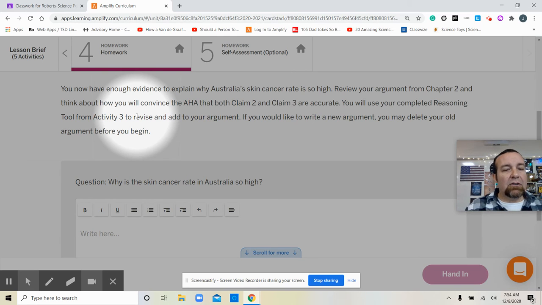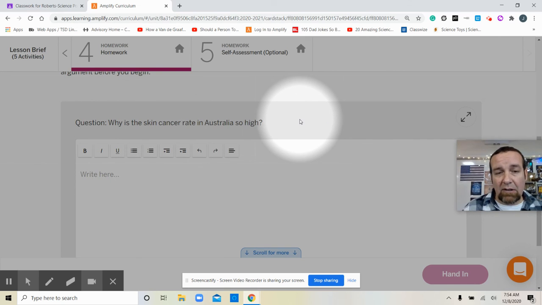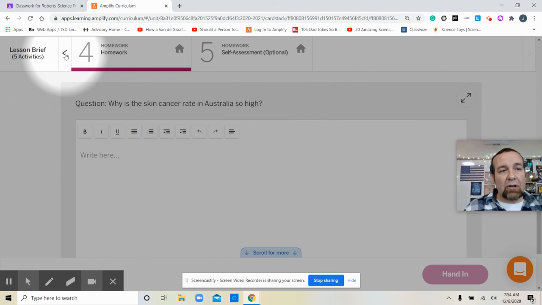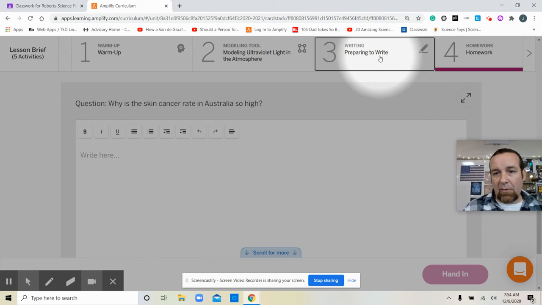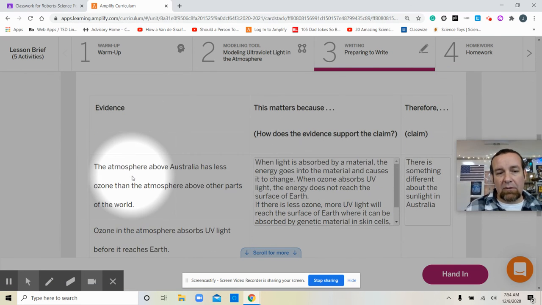So here's our key question: why is the skin cancer rate so high in Australia? Now you're writing an argument here, so you're going to want to use this same type of model, where you talk about the evidence, explain the evidence, and then link it to your claim.